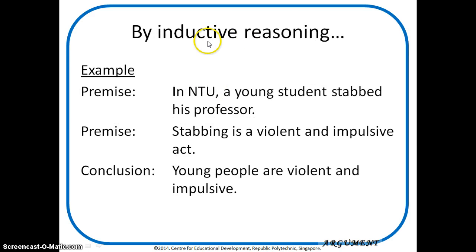Another example of inductive reasoning. Okay, so for example, in NTU, a young student stabbed his professor. Then the second premise will be, stabbing is a violent and impulsive act. So the conclusion will be, young people are violent and impulsive. This again is a form of inductive reasoning, or in layman's terms, it means you try to stereotype someone based on a few examples that you see. Okay, a very generalization argument.